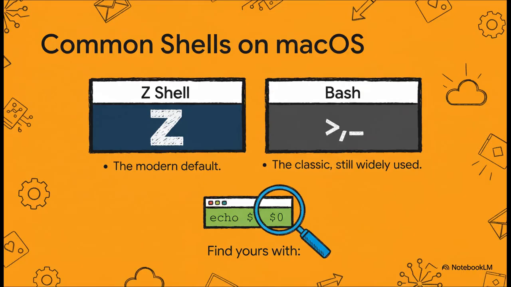Now, just like with human languages, there are different dialects. On any modern Mac, you're probably using something called Z Shell, or just ZSH for short. You might also see an older but still super common one called Bash. Want to know which one you're on right now? Easy. Just type echo $0 and hit enter. It'll tell you right away.